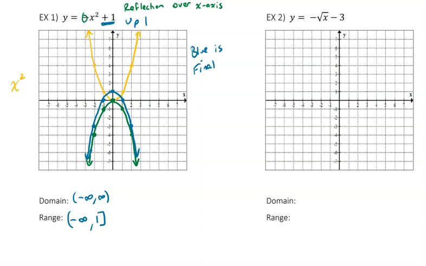All right, let's try another one. So for example 2, we have the square root of x. That's going to be our parent. So 0, 0, 1, 1, 4, 2. And we make that little eyebrow shape. All right, again, 2 things are happening to it, and we're going to start with the reflection. So that is a reflect over the x-axis again.